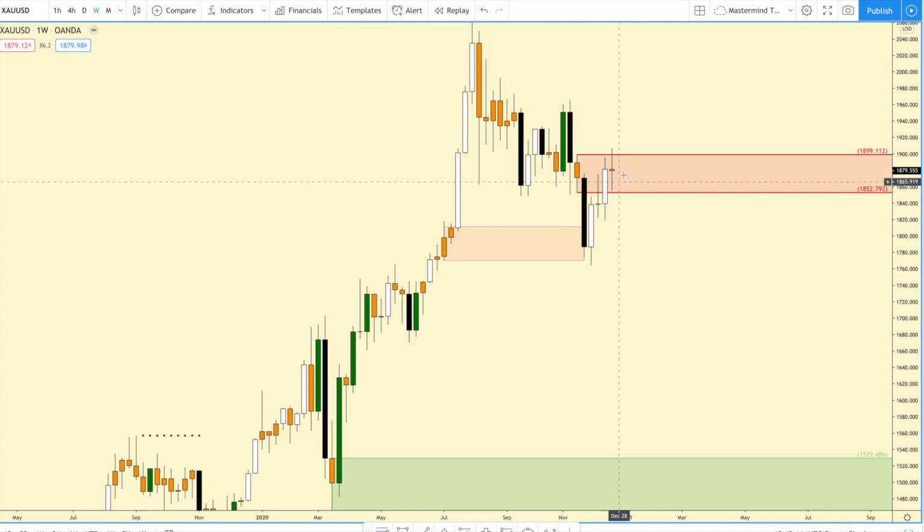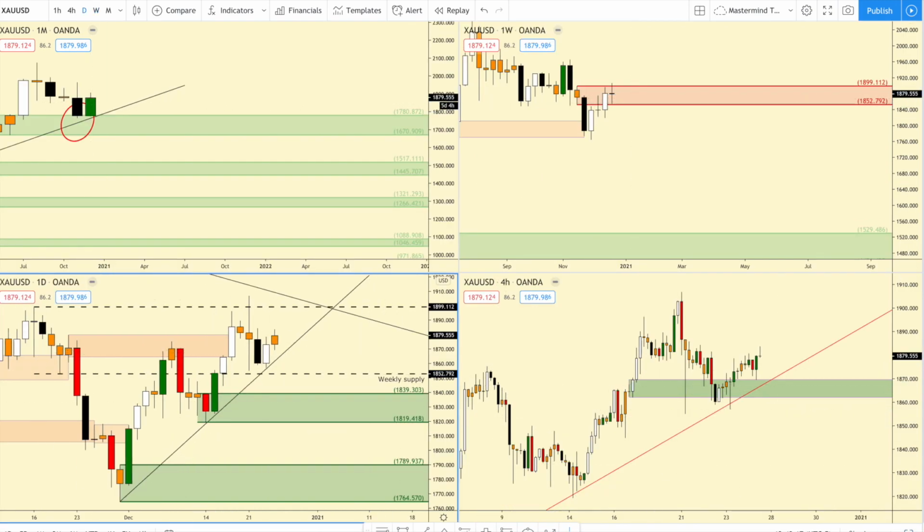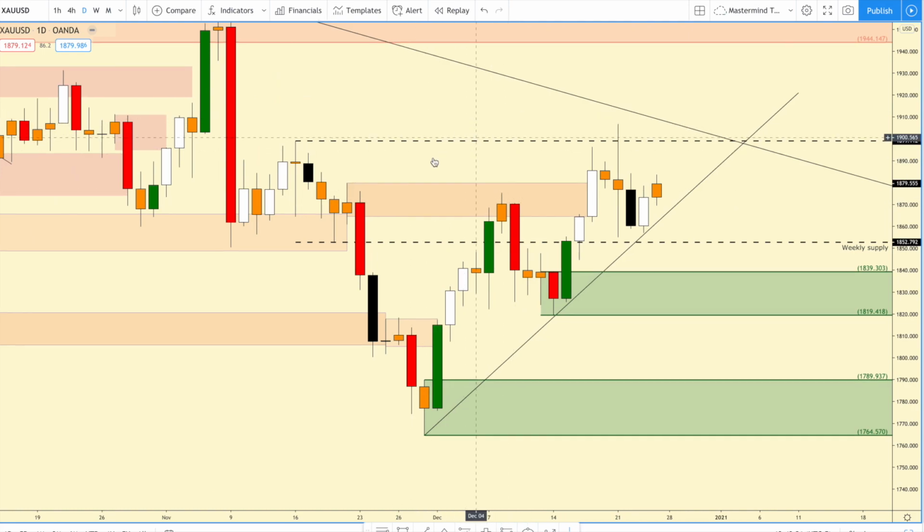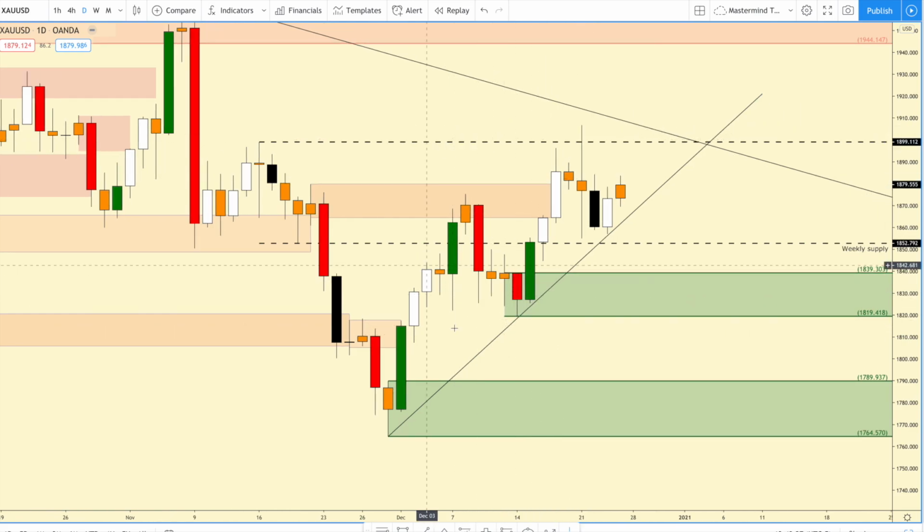I want to see if this really will close above this zone next week in order to start to get pretty bullish on gold. As you can see, this daily was removed, which left us this daily demand right here, which I'm not a huge fan of. It kind of just looks like a pivot to me.